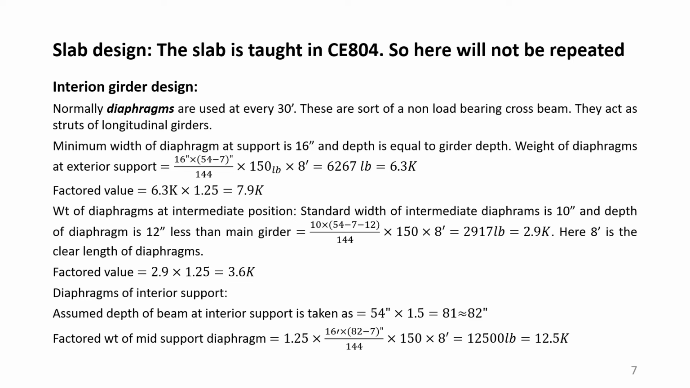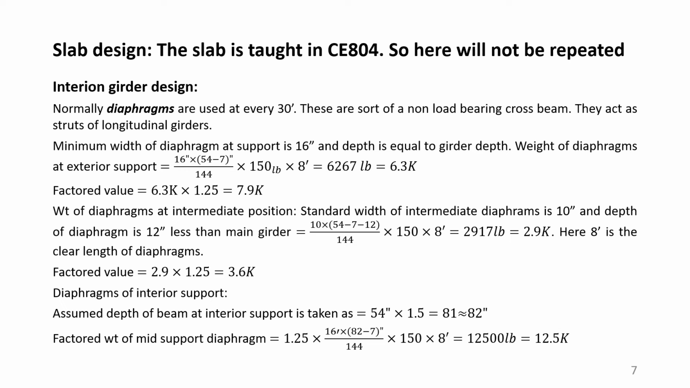And this is multiplied by 150 and by 8, because the clear span of this diaphragm is 8 feet, and this comes as 2.9 kip. Here 8 is the clear length of the diaphragms. I have written it like this. Factored value is 2.9 into 1.25, which is equal to 3.6 kip. That means the weight of the intermediate diaphragms is 3.6 kip. These are concentrated loads at specific points, at a specific distance along this beam.